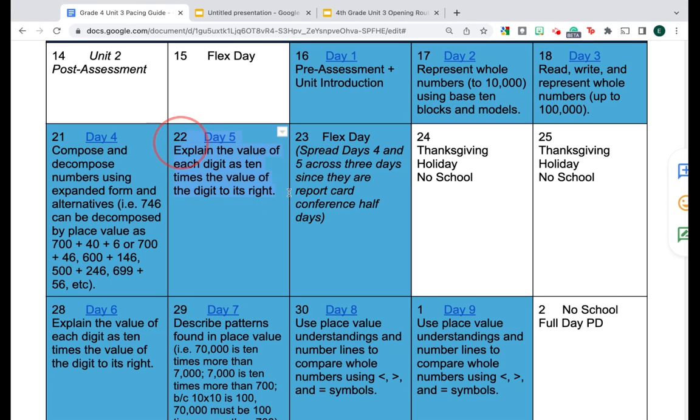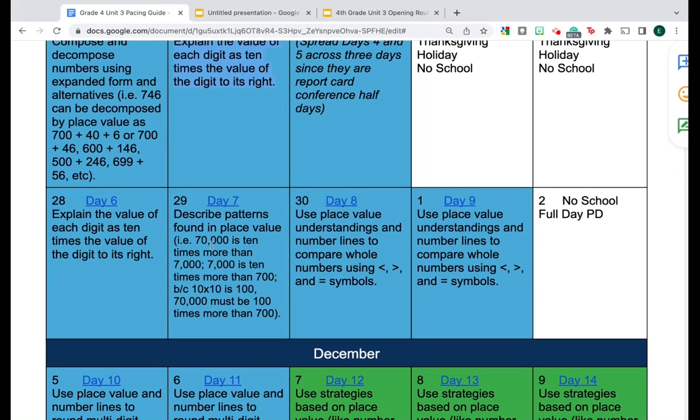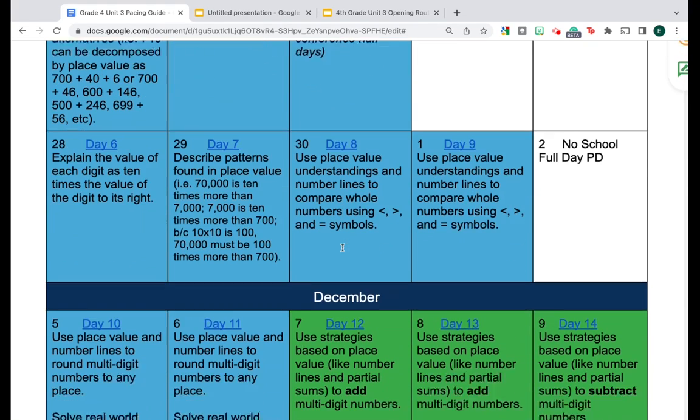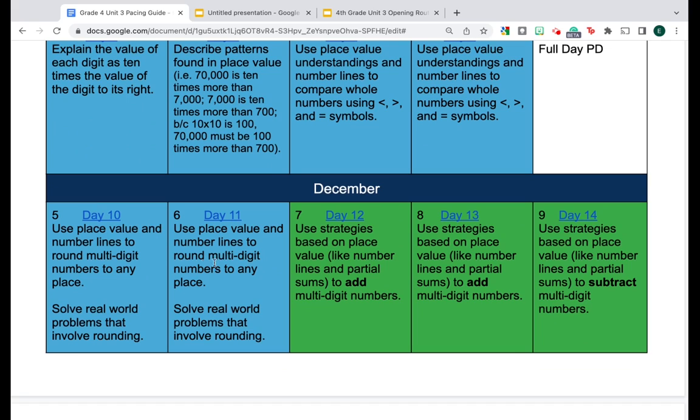We think about that especially on day 5 and day 6. How are the different values related to each other? We're looking for patterns, we're comparing numbers, and we're rounding numbers.